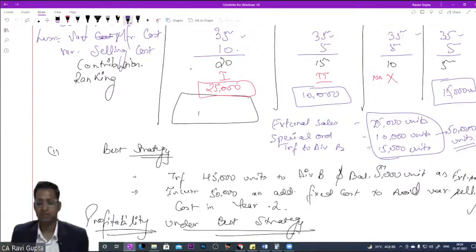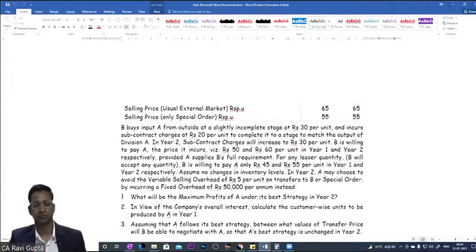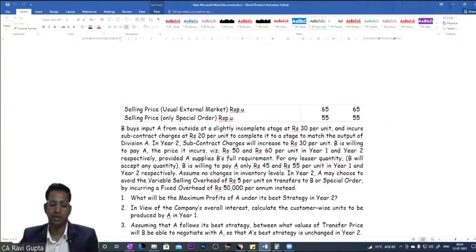Any query from the second point, second part? Third question, third part: assuming that A follows its best strategy, between what values of transfer price will B be able to negotiate with A so that A's best strategy is unchanged in year second? What is the best strategy of A?